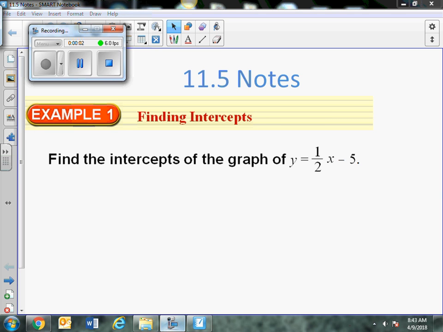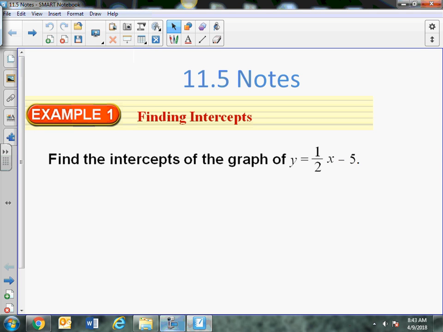Welcome to 11.5 notes for 8th grade math. Today's lesson is going to be on finding intercepts and using intercepts to graph a linear function.